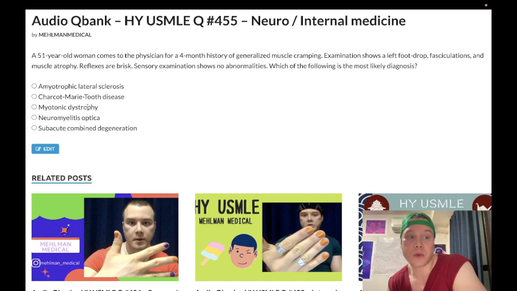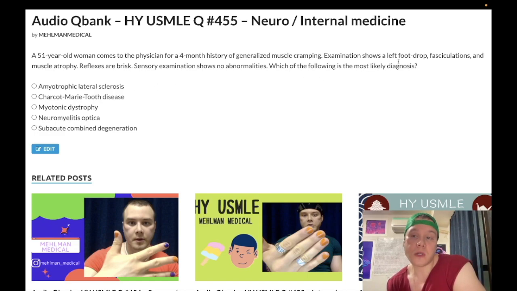Okay, that's simple. Correct answer is amyotrophic lateral sclerosis, ALS, also known as Lou Gehrig disease. You need to know there's 2 requirements for ALS as the diagnosis in a USMLE vignette. The first is the combination of UMN and LMN findings, upper motor neuron, lower motor neuron findings, okay? And the second is absence of sensory abnormalities.